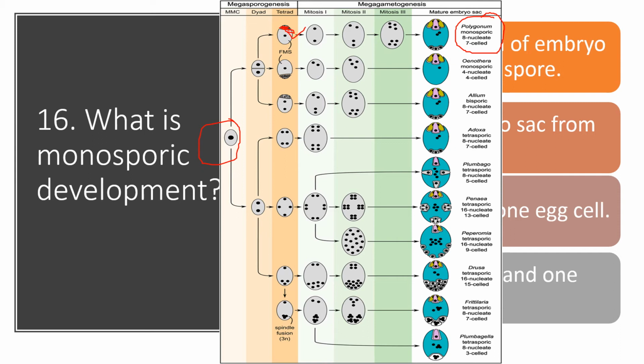Here it is again a monosporic type of embryo sac, because the complete embryo sac is formed from a single megaspore, but here only 4-celled, 4-nucleate.